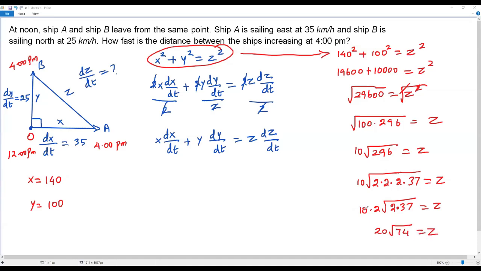Okay, now I got the value of Z at 4 p.m. That is 20 times the square root of 74. Now I have the values for all the quantities for X, dx/dt, Y, dy/dt, Z, everything. Now let's plug in the values.